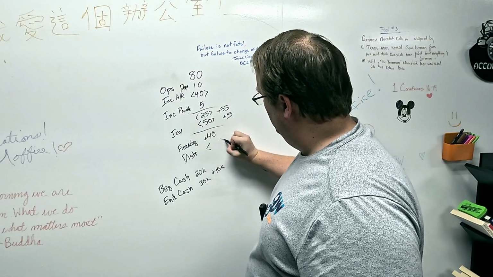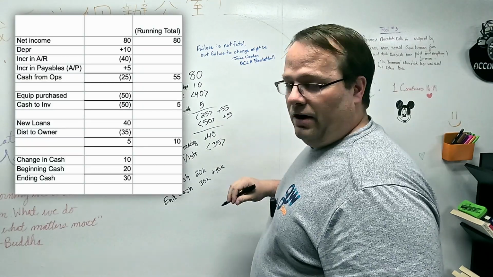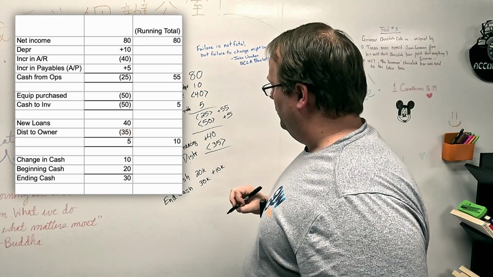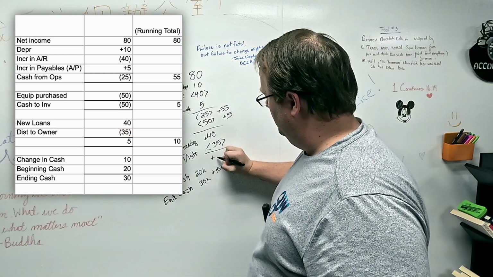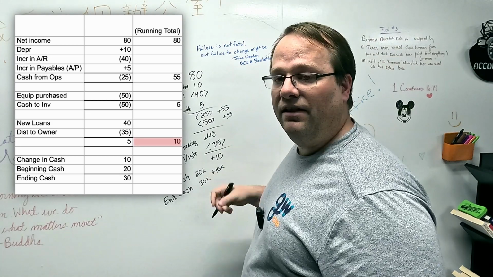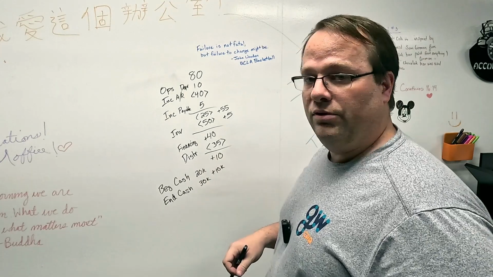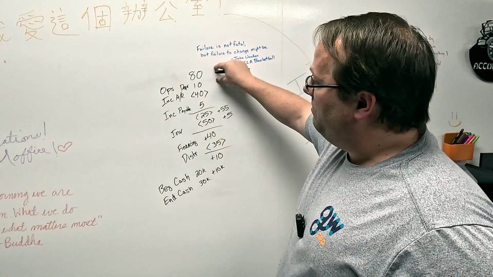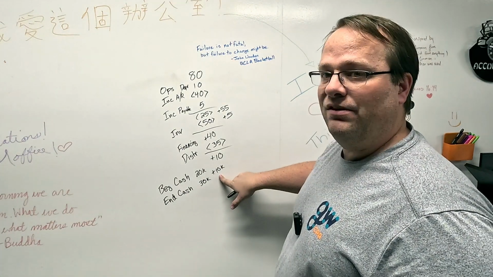I financed that equipment for $40,000, and then I went ahead and paid myself an additional $35,000 in distributions for the year. This is going to get us to that $10,000 increase in cash for the year. Started the year with $20,000 cash, ended the year with $30,000 cash. We made $80,000 net income, but cash only went up $10,000.